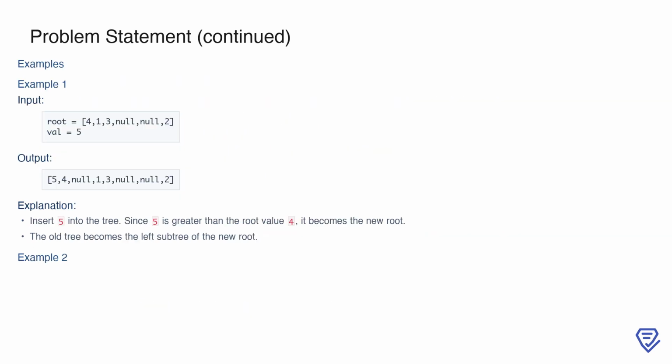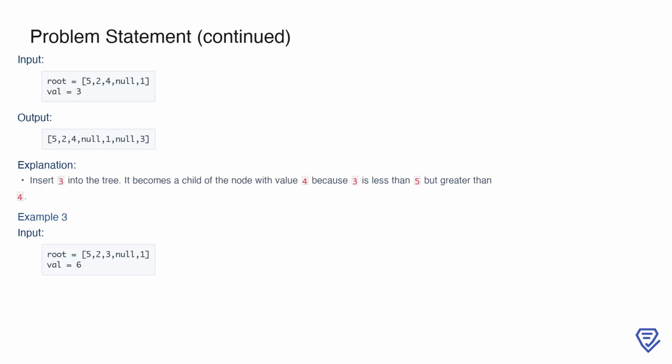To better understand, let's look at an example. Consider the input where the tree is represented as 4 1 3 0 2 and val is 5. After inserting 5 into the tree, the output is 5 4 0 1 3 0 2. Here's how the insertion works. Since 5 is greater than the current root value, which is 4, it becomes the new root of the tree. The entire original tree then becomes the left subtree of this new root. This process ensures that the tree remains a maximum binary tree, where the largest value is always at the root.